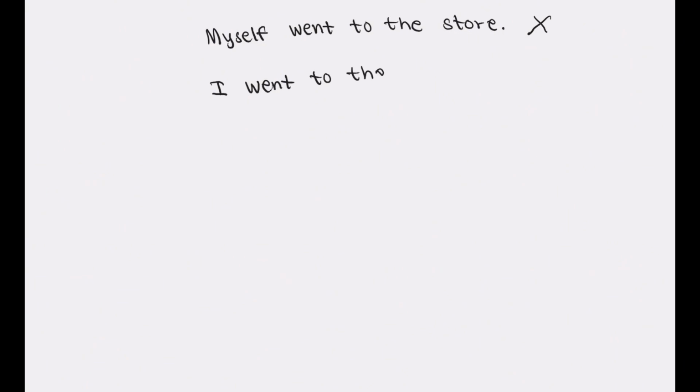Now, some common mistakes to avoid. Don't use a reflexive pronoun unless the subject and object are the same. "Myself went to the store." This is wrong because the subject and the object are not the same. So this should be "I went to the store." This is correct. The subject is I and the object is the store. And they are different. So we cannot use a reflexive pronoun.